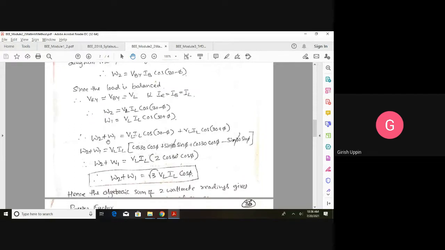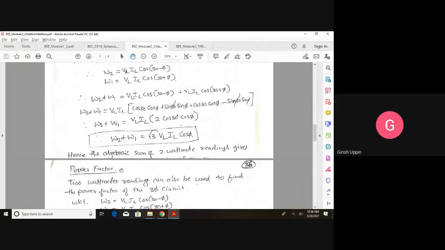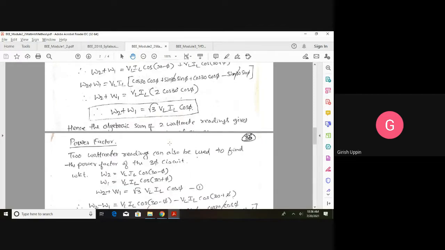Now we have to prove that both readings together will give us the three-phase power, meaning two wattmeters are sufficient to measure the three-phase power. That's why W2 plus W1 is VL IL cos(30 − φ) plus VL IL cos(30 + φ). You simplify this, you get W2 plus W1 is root 3 times VL IL cos φ. What is root 3 times VL IL cos φ? It is nothing but the three-phase power. So that's why two wattmeters are sufficient to measure the three-phase power.